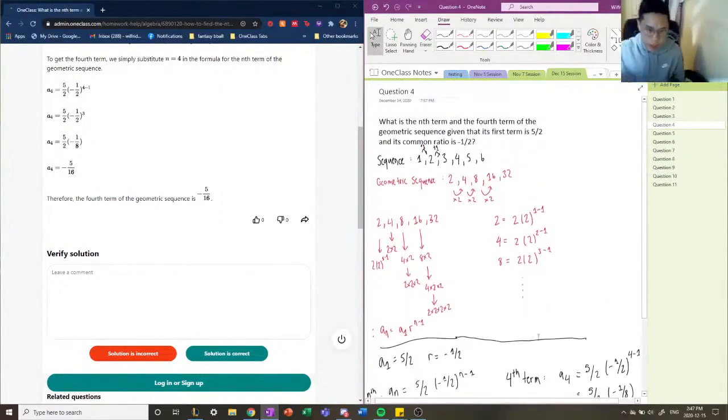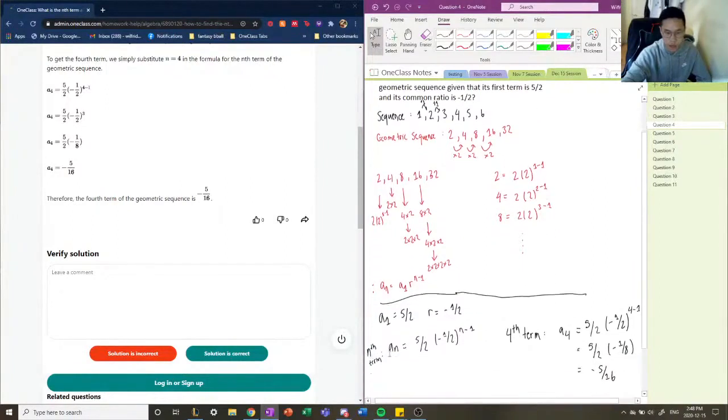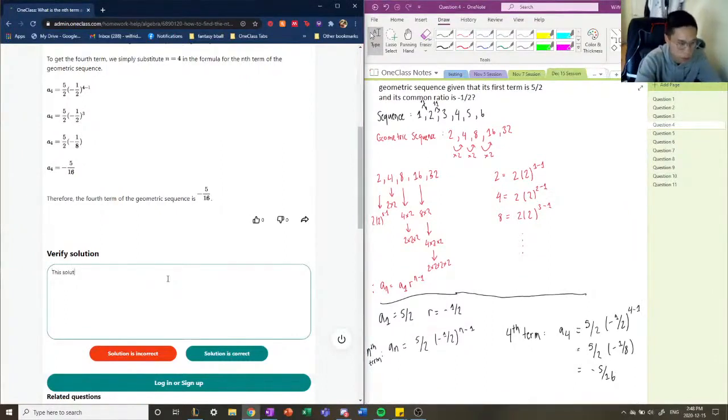So that's how you would be able to calculate the nth term and the fourth term of a geometric sequence. First of all, we stated what a geometric sequence is, which is a sequence of numbers that follows a pattern of multiplying by a common ratio. In this case, our common ratio was negative 1/2. By doing so, we were able to use the pattern of a geometric sequence to find its general formula. And through the general formula, we're able to find the nth term and the fourth term. So this solution is correct. Good job.